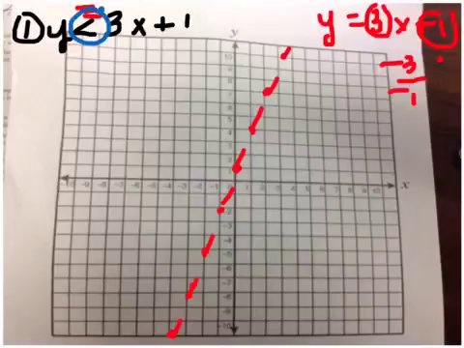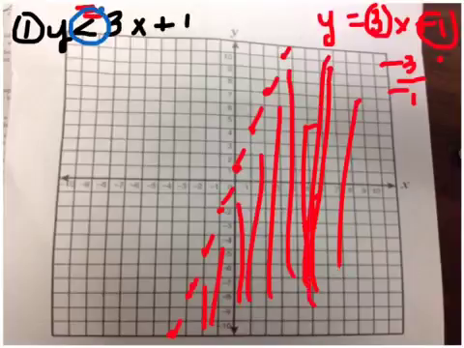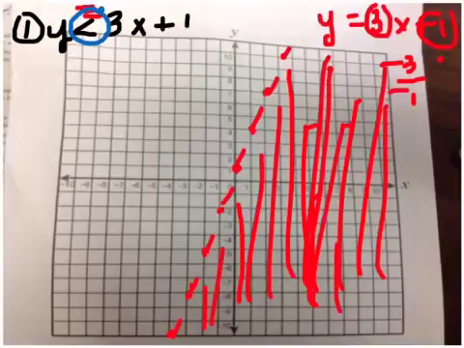A less than usually means your y is less than this expression, which means the solutions are below the line. So if I'm looking at the line, below the line would be like right here. So I could shade that in. Usually we don't shade the whole thing solid, but you're welcome to if you want to.